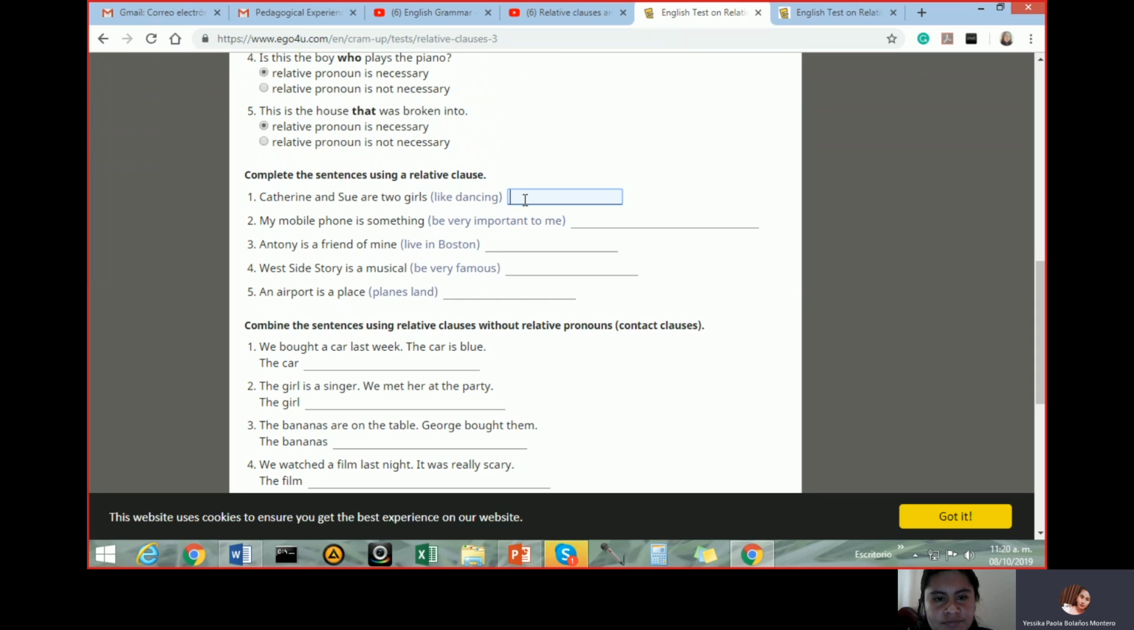Okay, Catherine and Sue, quienes estaban bailando, son dos niñas. Could be. Catherine and Sue are two girls, son dos niñas. Where do we apply that? What relative pronoun do we apply? Who? Okay, who? In this case, with the parentheses, who like dancing.